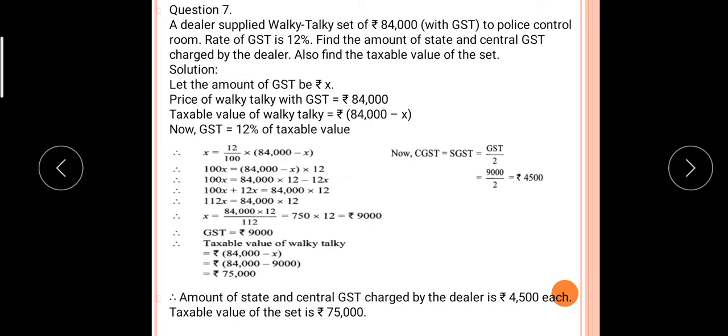A dealer supplied a walkie-talkie set of rupees 84,000 with GST to the police control room. Rate of GST is 12%. Find the amount of state and central GST charged by the dealer. Also find the taxable value. Very simple. A dealer supplied walkie-talkie with GST means it is a total value. With GST means a total value.